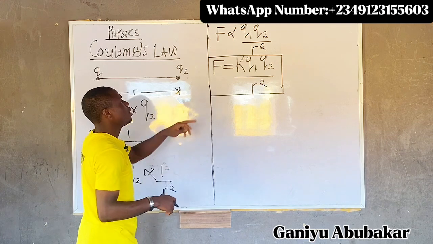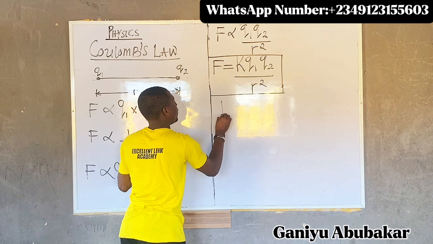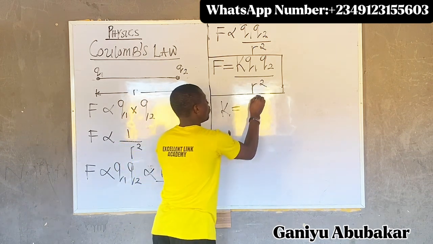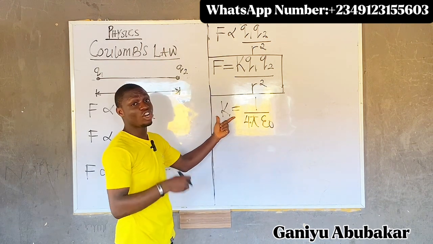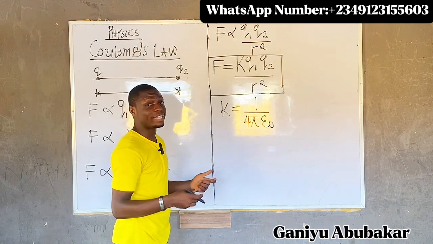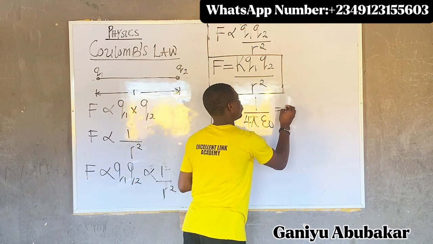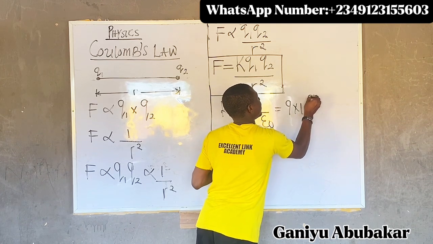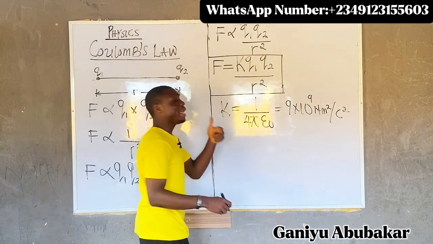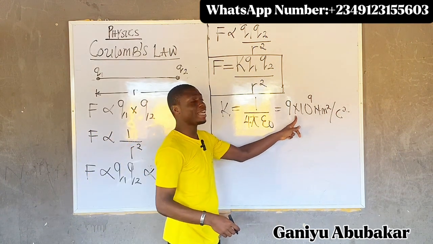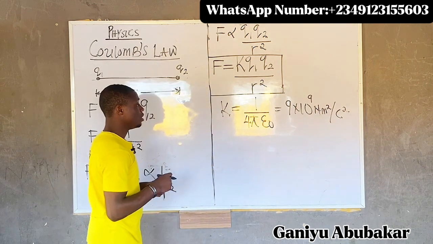Now, here's the concept, please. Let's get the exact value of K. K is equal to 1 over 4 pi E naught. We said K is a constant, and K being a constant is expressed as 1 over 4 pi E naught, which is equal to 9 times 10 to the power 9 Newton meter squared per Coulomb squared. Bear in mind that K is given as 9 times 10 to the power 9 Newton meter squared per Coulomb squared.